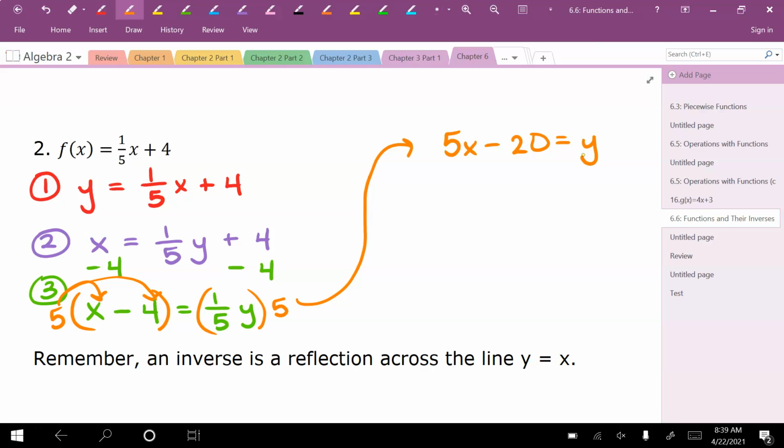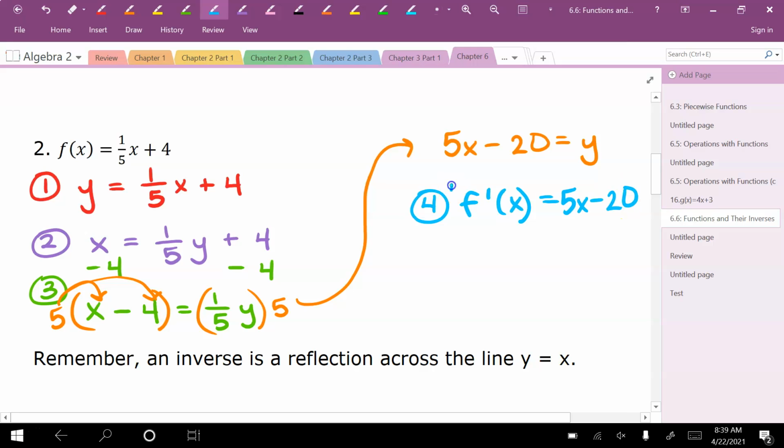Okay, now that I have y solved for, the last thing I'm going to do, step 4, is replace y with my f prime x. So I'm going to write it back in function notation, but I have to write it just a little bit differently so that the reader knows these are not the same functions. One of them's the original, one of them's the inverse. So f with that little dash next to it, of x equals 5x minus 20. So this would be the inverse.